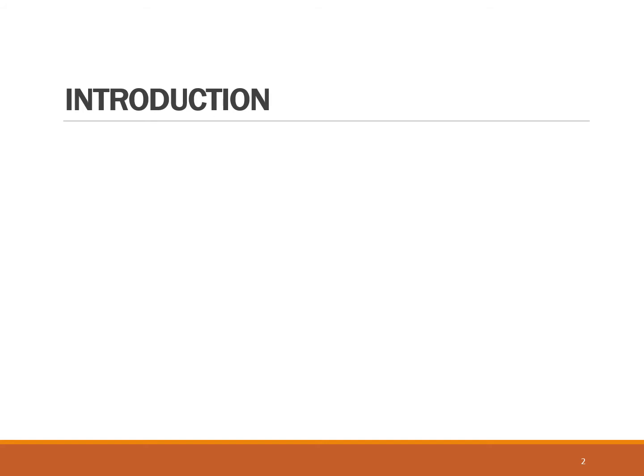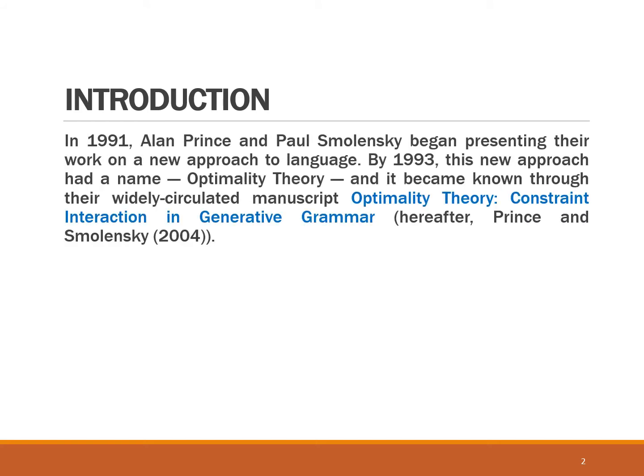Hello everyone. In this video we are going to discuss a few components of OT grammar. Optimality theory, as we have already seen in the previous videos, began with Prince and Smolensky's 1993 manuscript, which was known as Optimality Theory: Constraint Interaction in Generative Grammar, which was later published in 2004 as a book.